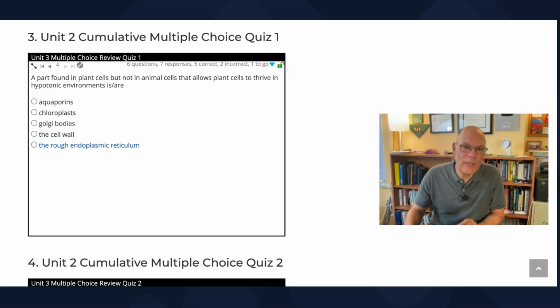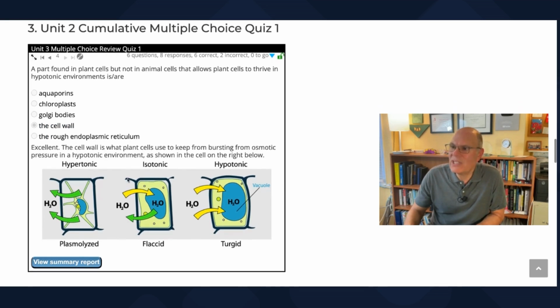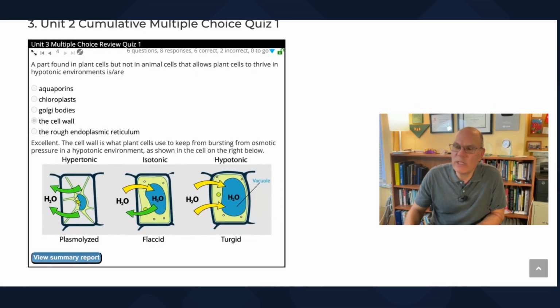I remember from the hint that I previously received that the cell wall acts as a kind of pressure vessel, and that plant cells are happy when they're in a hypotonic environment because that pushes the membrane against the wall, it expands the central vacuole, it keeps the cell full and firm. And that's correct. Excellent. The cell wall is what plant cells use to keep from bursting from osmotic pressure in a hypotonic environment, as shown in the cell on the right below.